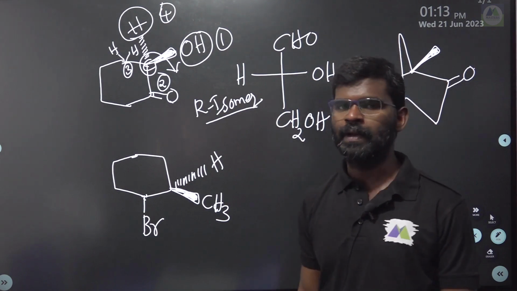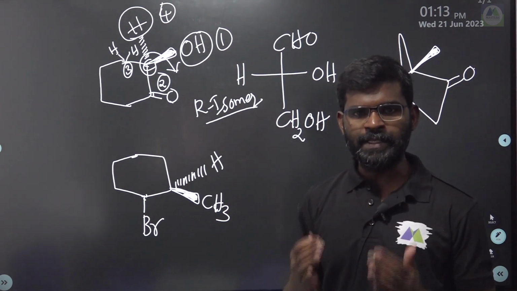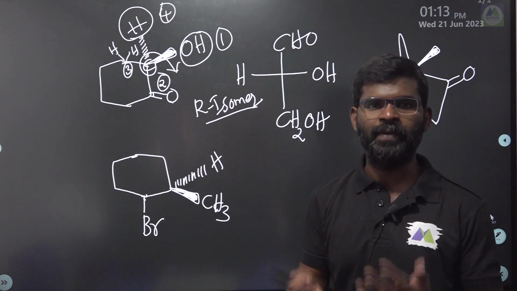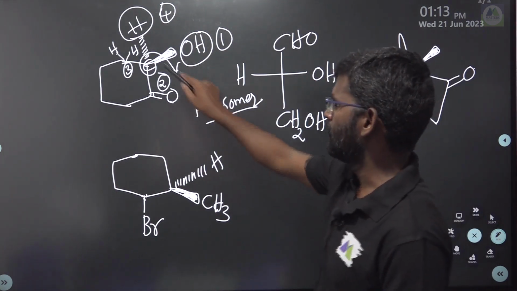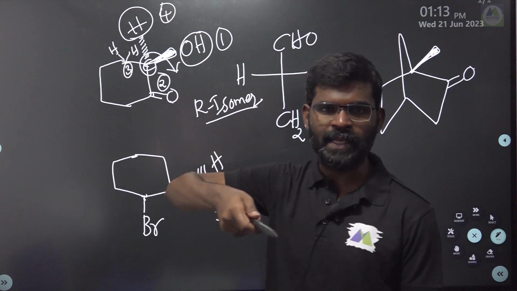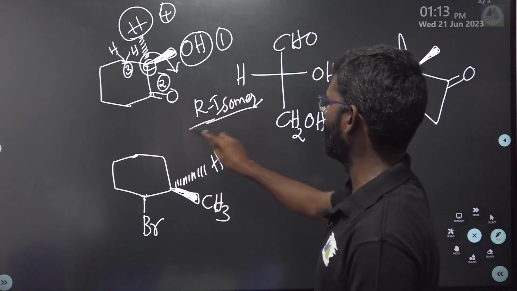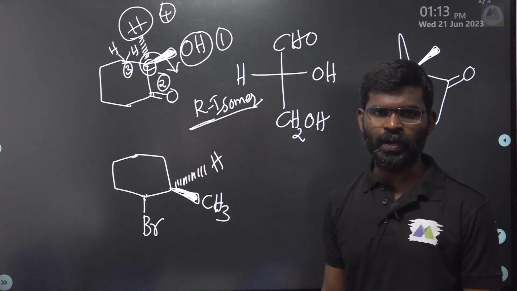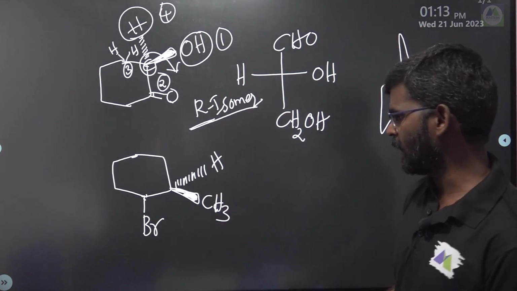R isomer. What is the last rule? If there is a least priority group on the front side of the observer, we have to change the configuration, right? Here the least priority group, hydrogen, is on the back side, so no problem. The final nomenclature is R isomer only, right? Coming to the second one, here also the same.